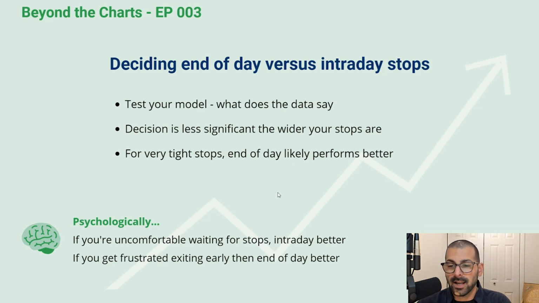If you get frustrated exiting early, end of day might be better, right? So if you hate whipsaw, if it drives you nuts when you're holding onto a stock and it sells off intraday and tags your stop loss, you get out of the trade, and then it just goes right on magically and starts to lift higher, if that absolutely drives you nuts, then maybe the end of day approach is a bit better for you. Of course, I'm oversimplifying both of those scenarios, but I think you understand where it's coming from.